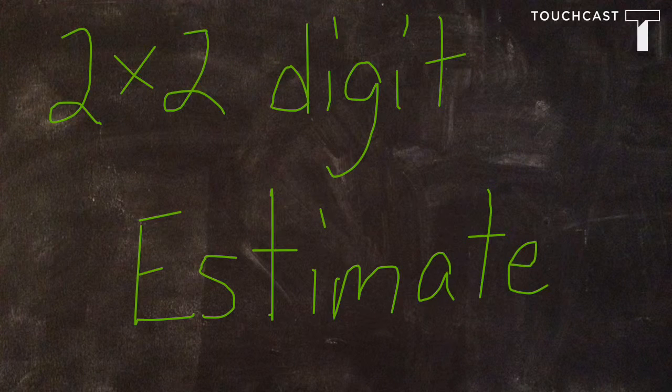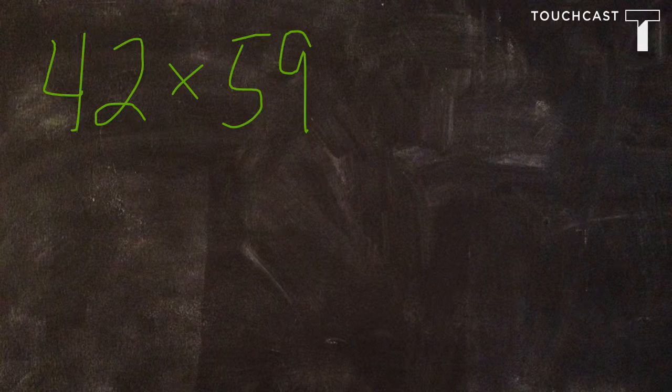Here we're going to look at two-digit by two-digit multiplication problems, but we are finding an estimate for them. So the first one is 42 times 59. Now to find the estimate, we need to round both of these numbers.